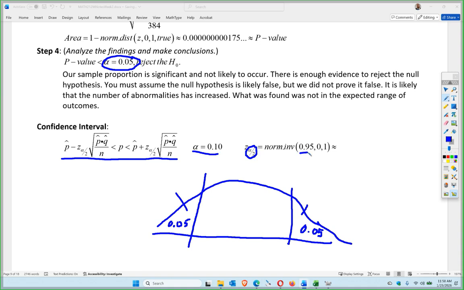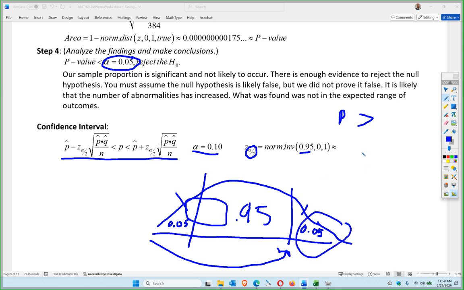So why are we looking for 95? Because here to here is 95. That's why. Okay, because if you're doing a one-tailed test, which is what we're doing, right? Because we're doing a greater than, p is greater than, that's a one-tailed test, which means we're looking for this one. If we're doing the other one-tailed test, we're looking for this one.